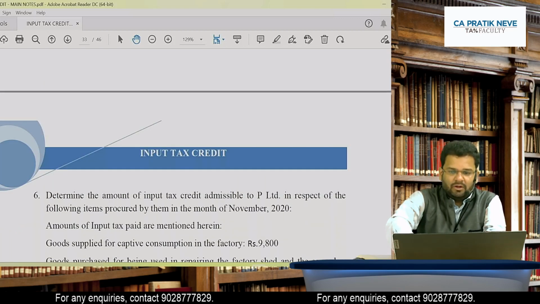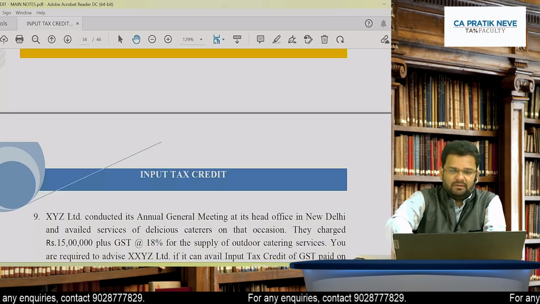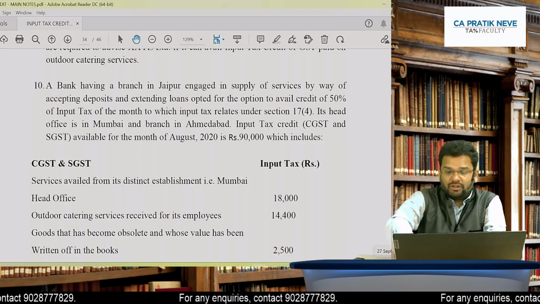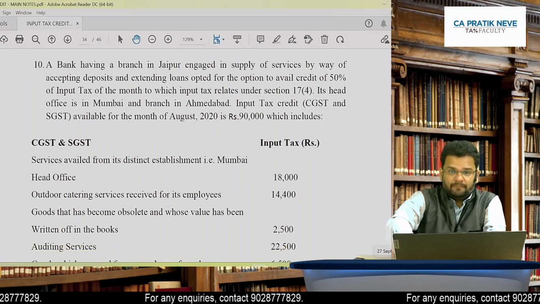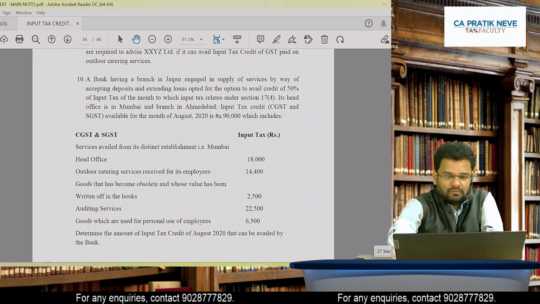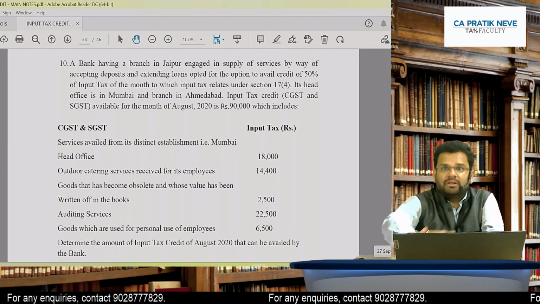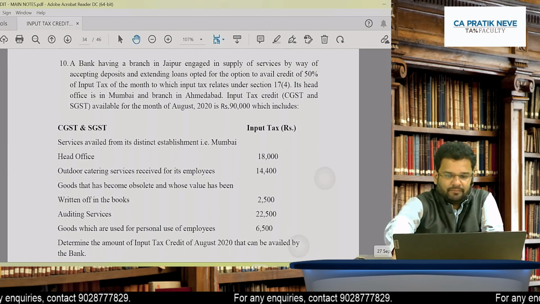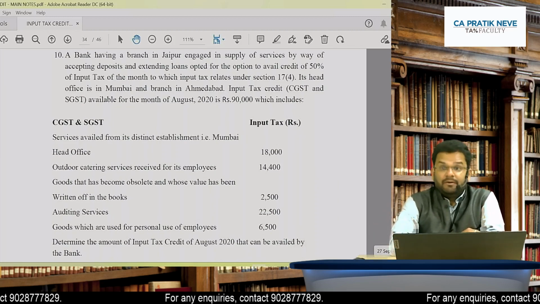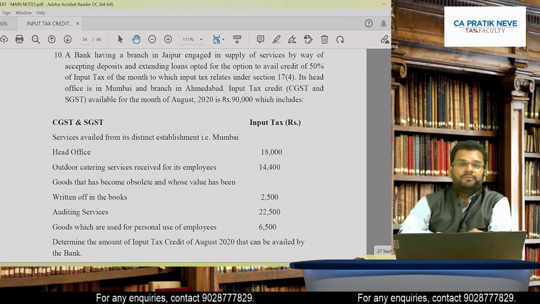Understood? On the same lines, you do the sixth question, seventh, eighth, there will be no problem. Ninth. Going to the 10th question now. You tell me, the 10th question is on which issue? Check. The whole 10th question is on your screen. This 10th question is on which issue? Very good. It is on 17.4. Yes.